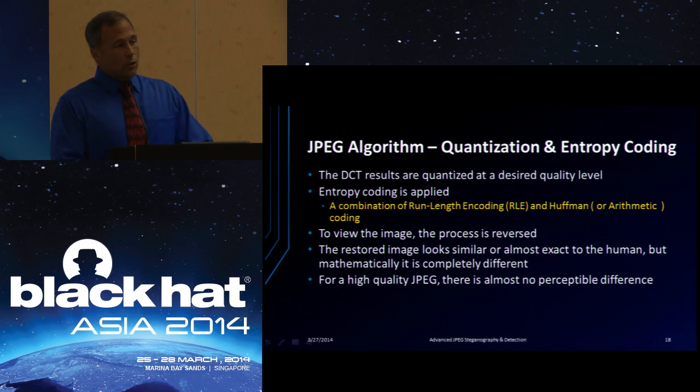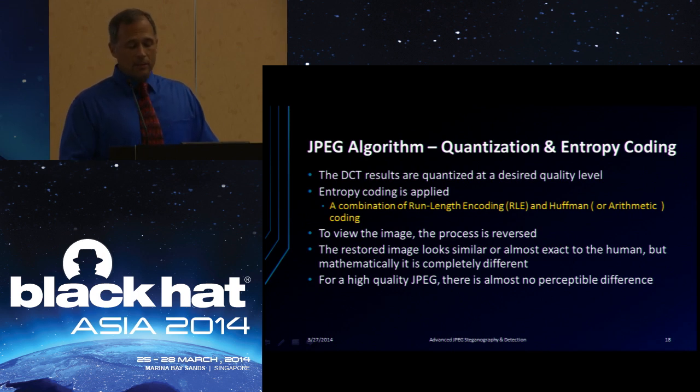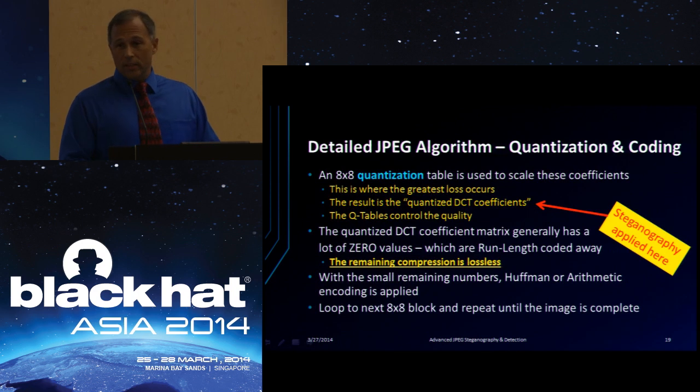Then after we do this cosine transform and we quantize it, we divide the 8x8 block by another 8x8 block, the quantization table. We end up with what's called the quantized DCT coefficients. That's where the steganography happens, in the quantized DCT coefficients. So that's why it's important to at least have a rough understanding of how the JPEG works.